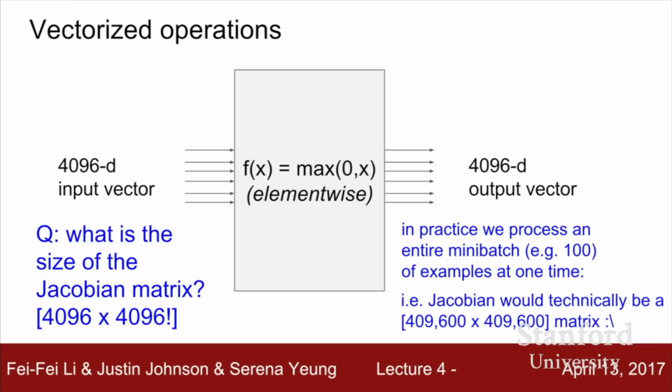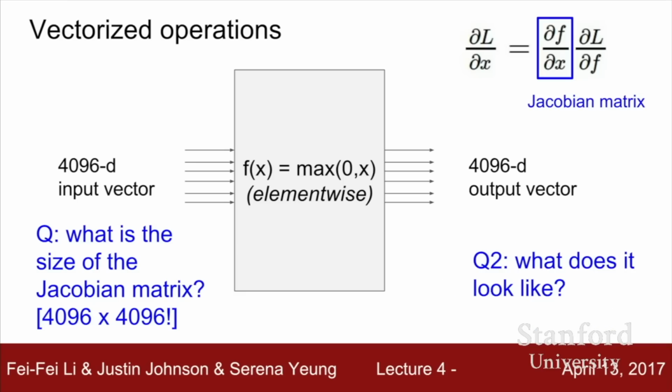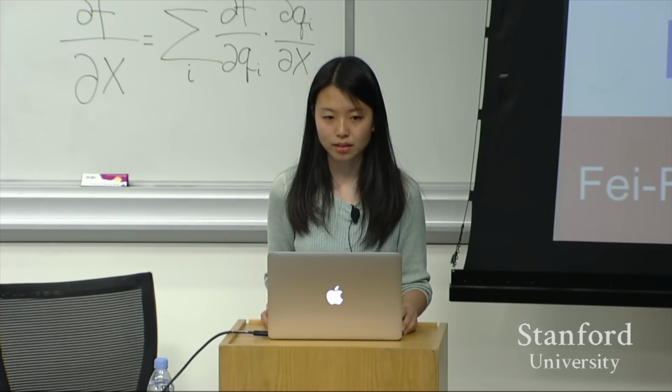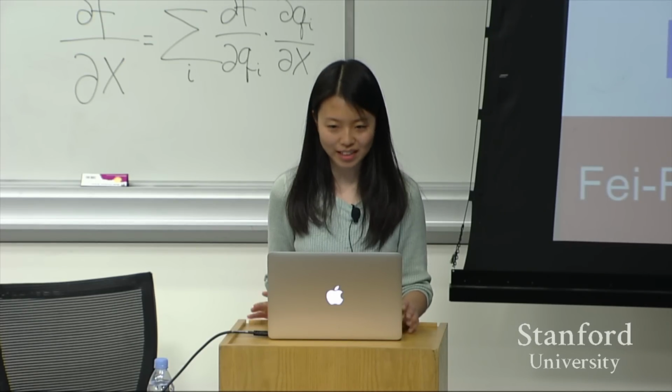In practice, though, we don't actually need to compute this huge Jacobian most of the time. Why is that? What does this Jacobian matrix look like? If we think about what's happening here, where we're taking this element-wise maximum, and we think about each of the partial derivatives, which dimensions of the inputs affect which dimensions of the output? What sort of structure can we see in our Jacobian matrix? Okay, so I heard that it's diagonal.